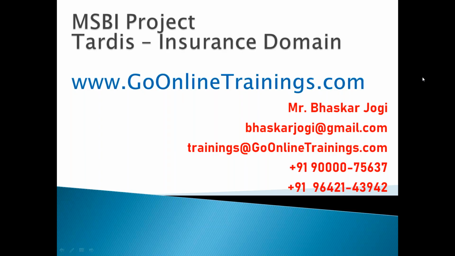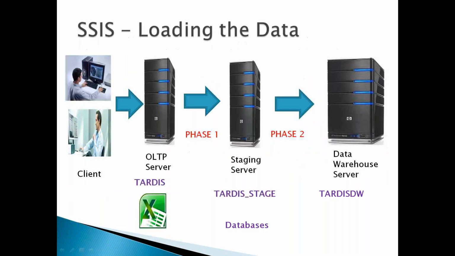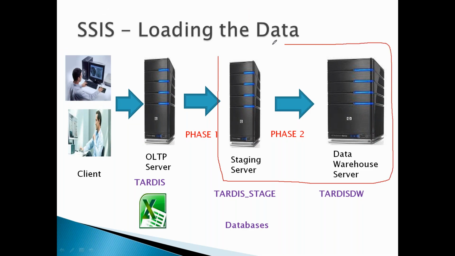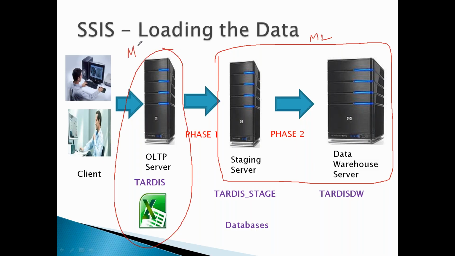So far, we are loading the data from the source system to the staging server. Clear? So many a times you need to understand that staging and data warehousing are available in a single machine. This is machine number 2. Clear? So OLTP, this is what is called OLTP. This is what is called machine number 1.